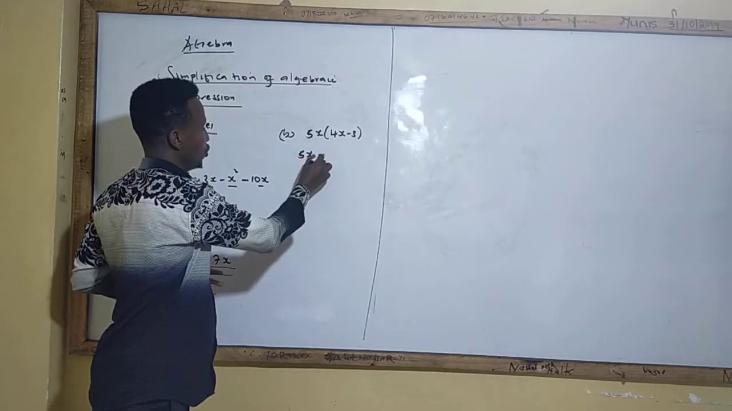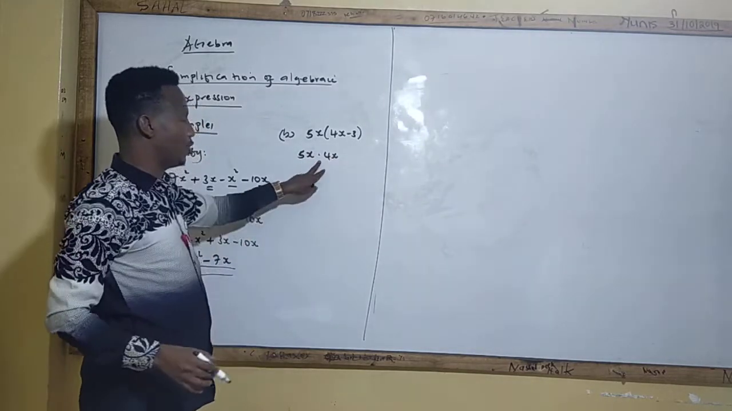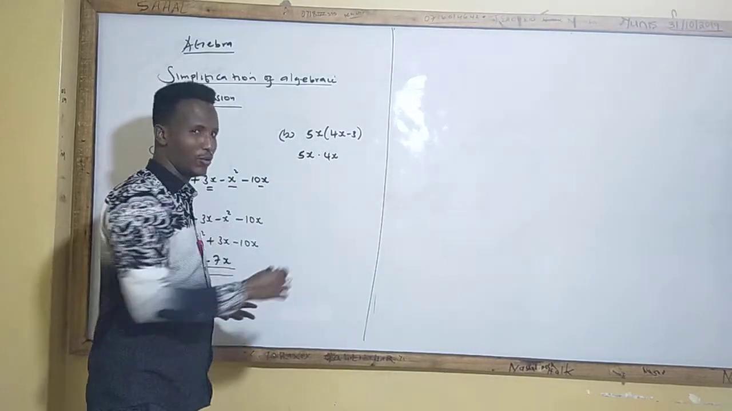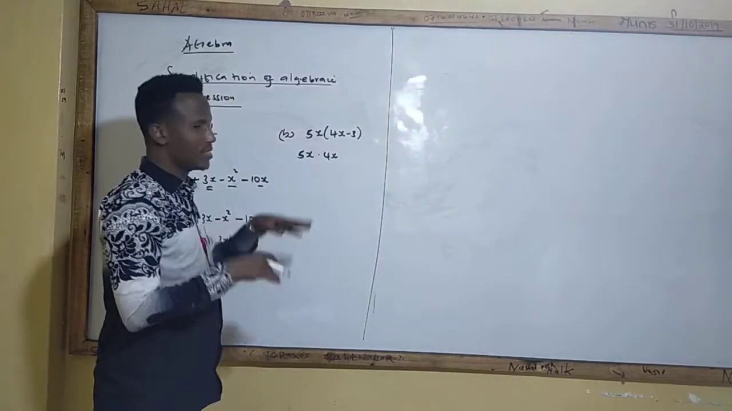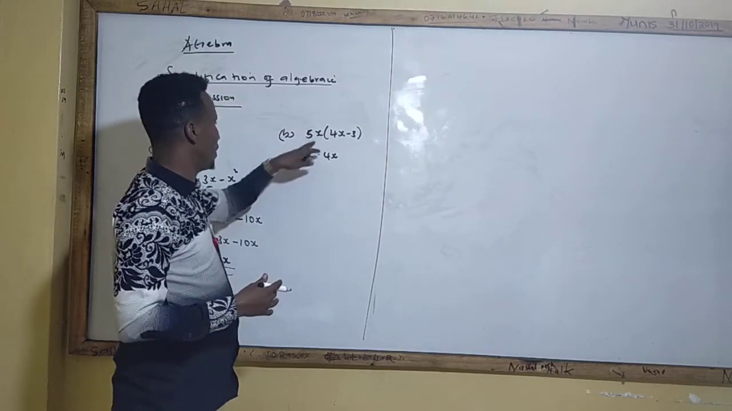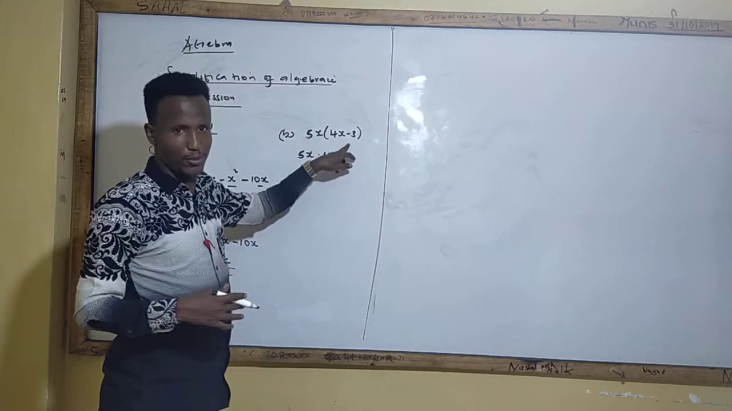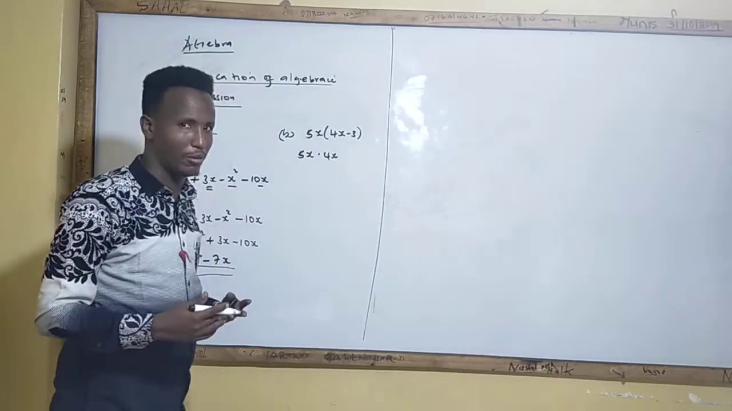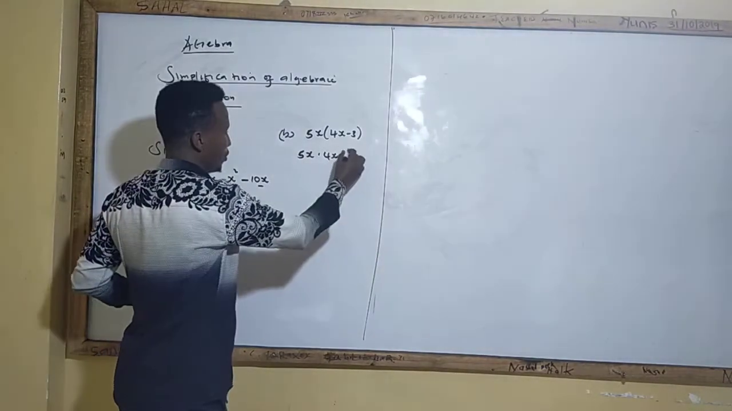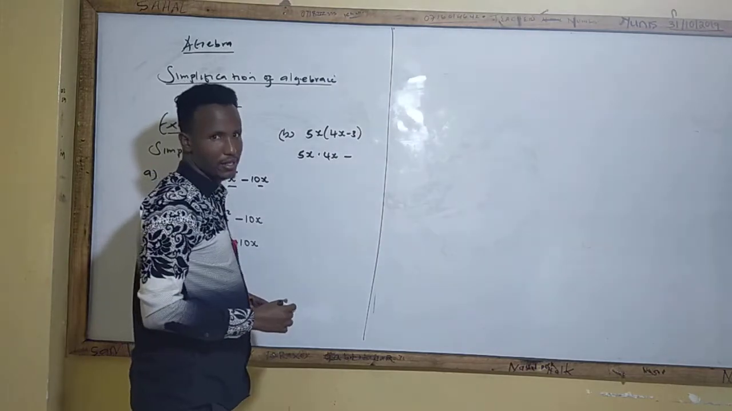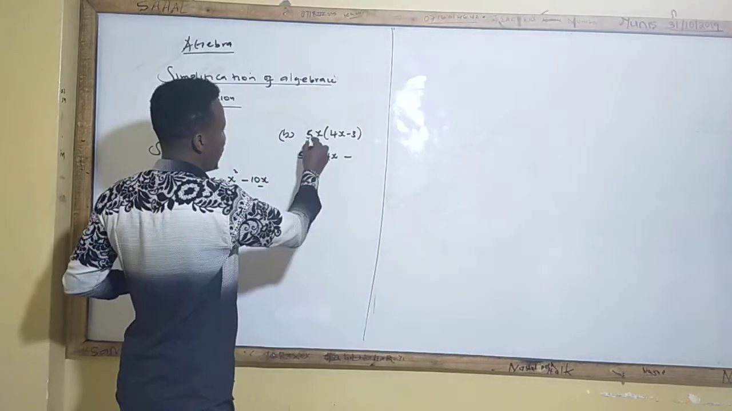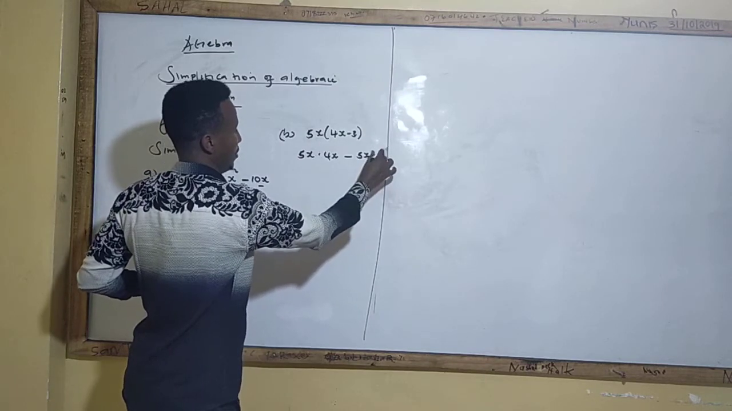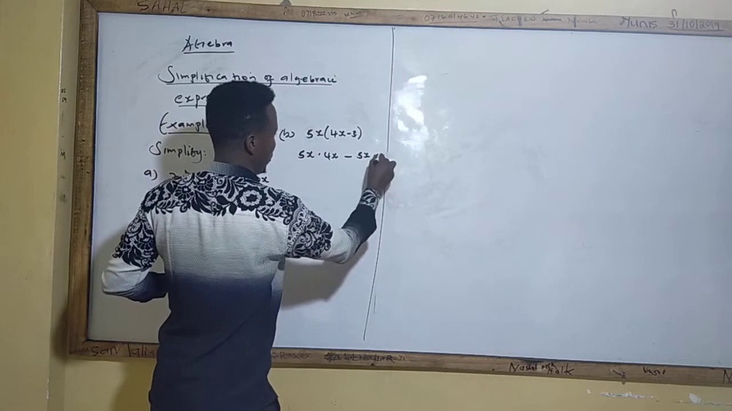So this is what they're going to say: 5x dot 4x. The word dot is not a decimal, remember. It is multiplication. You can also use the cross sign for multiplication, but here we use dot. Dot is also another sign for multiplication. Then you write the minus, the sign inside the bracket, 5x times 3.